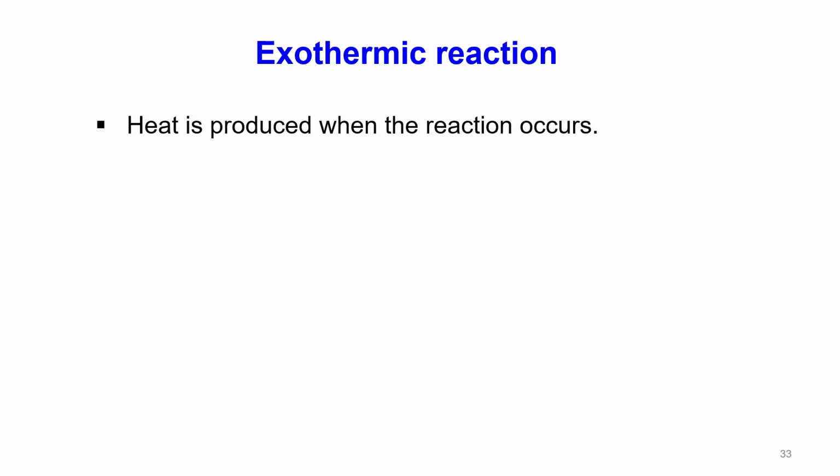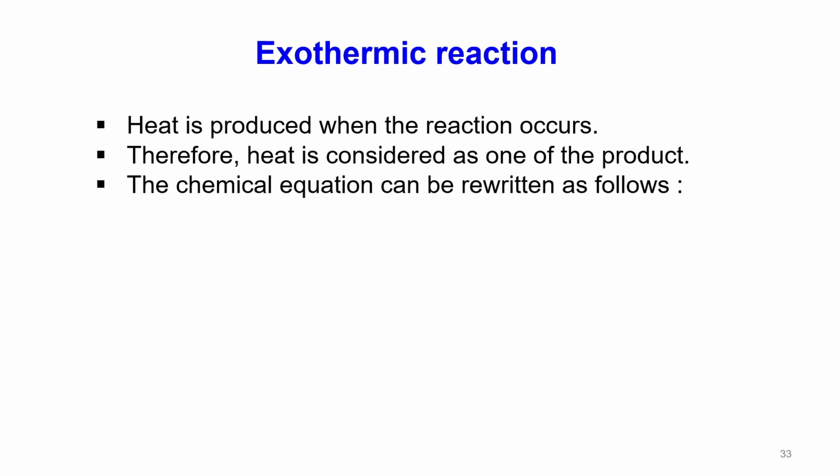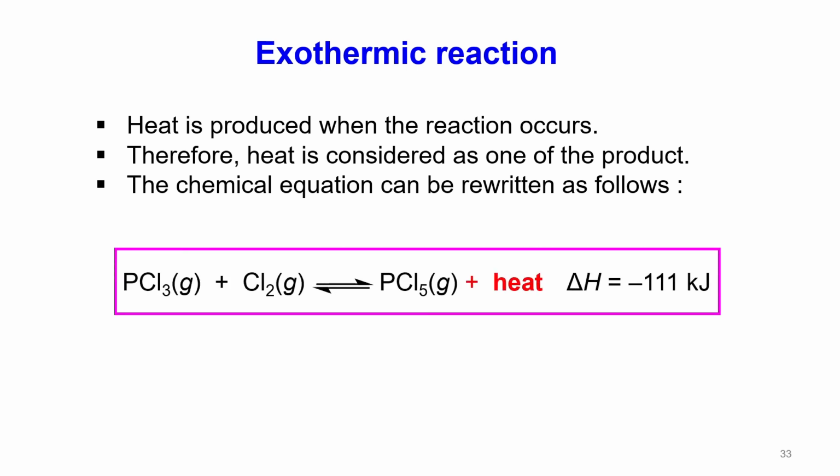Heat is produced when the reaction occurs. Okay, haba dibebaskan bila berlaku tindak balas. Therefore, heat is considered as one of the product. So the chemical equation can be rewritten as follows. PCl3 plus Cl2 will produce PCl5 plus heat. Delta H is negative 111 kJ, meaning that heat we put at the right hand side, at the product side.